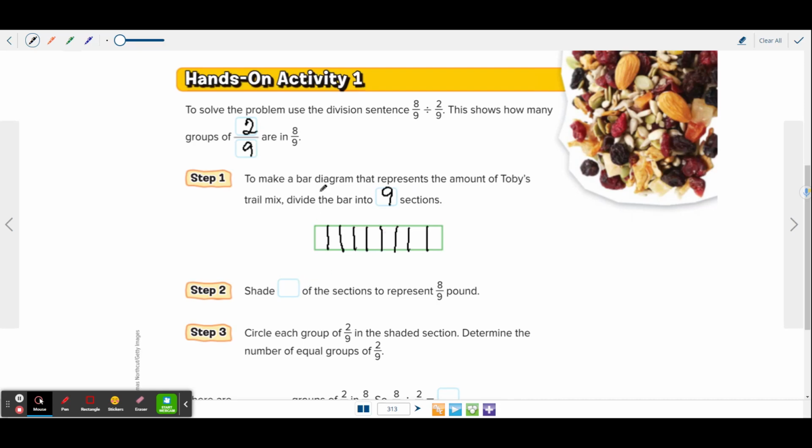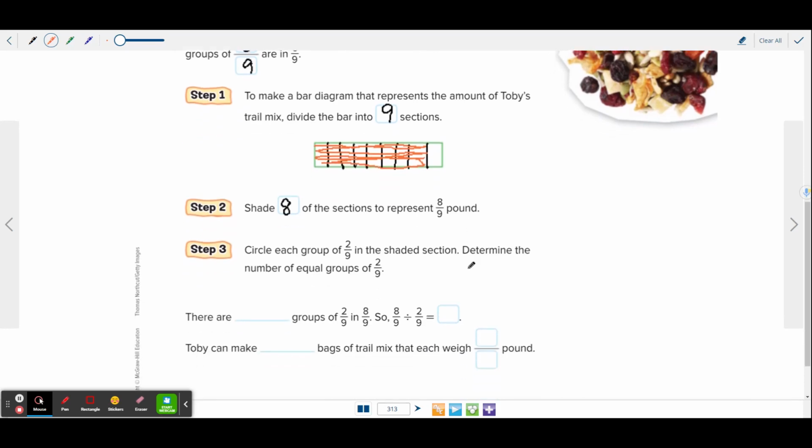Okay. Now we want to shade in 8/9. So we're going to shade in 8 of those sections, and you want to shade in light enough that you can still see the line underneath there. Okay. So I'm just kind of going to lightly go over like this and say that that's shaded in. Okay. So that represents 8/9.